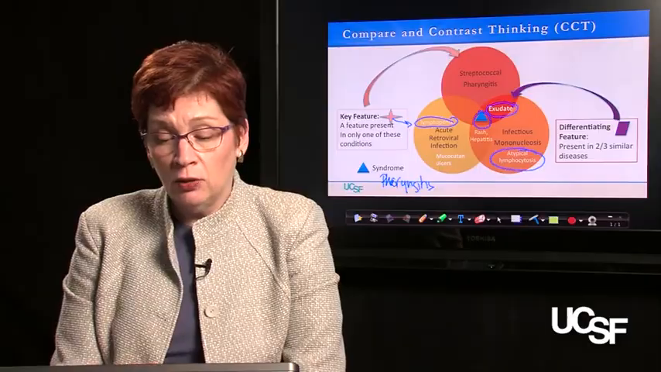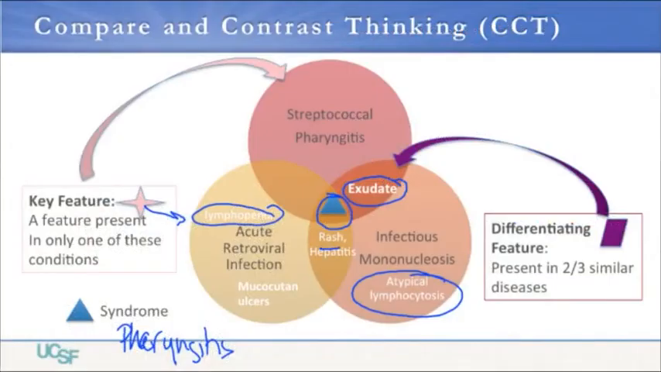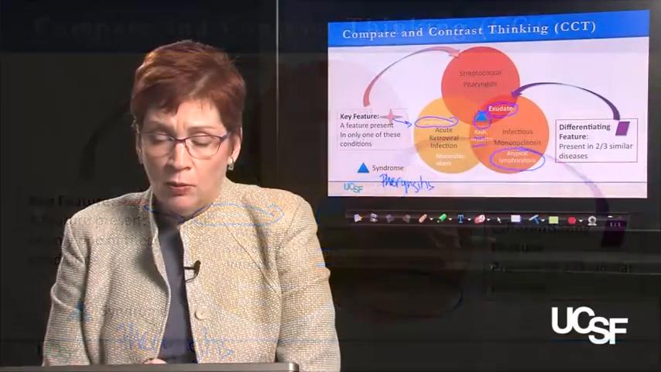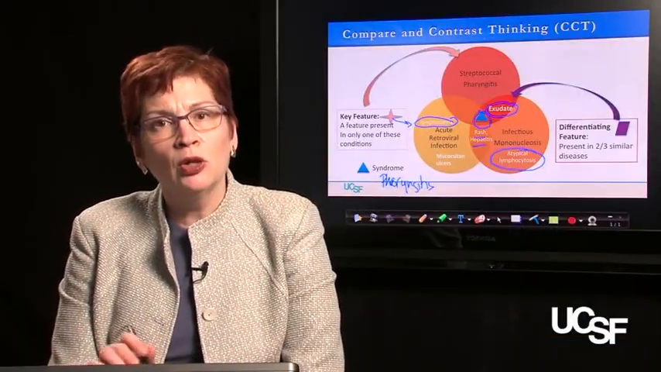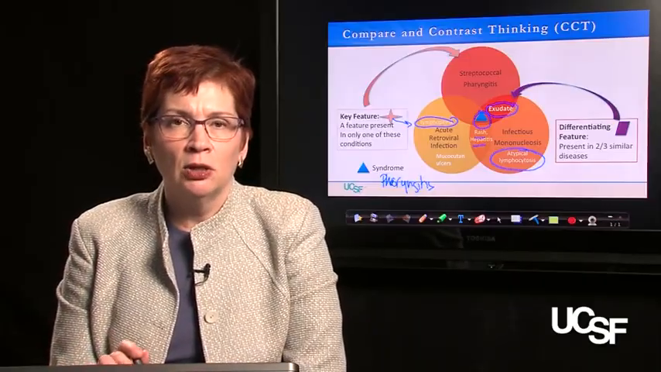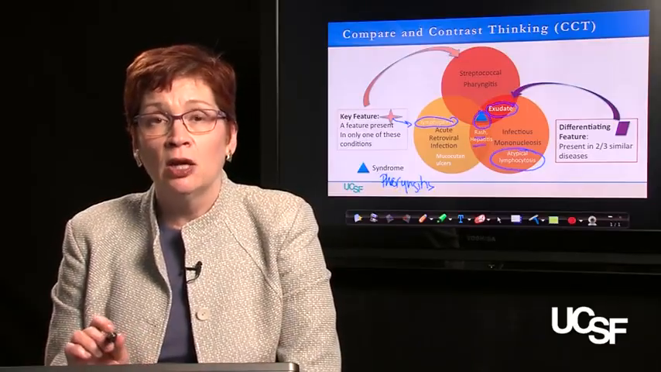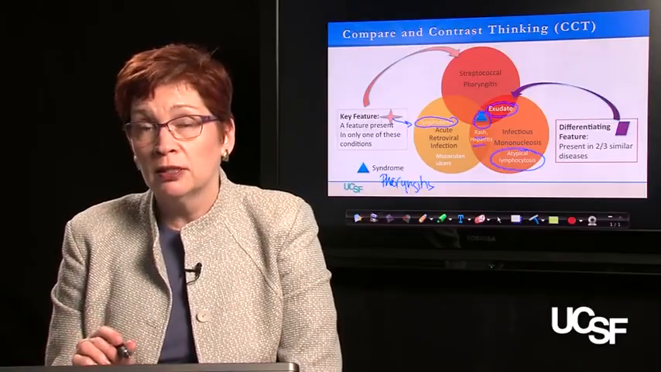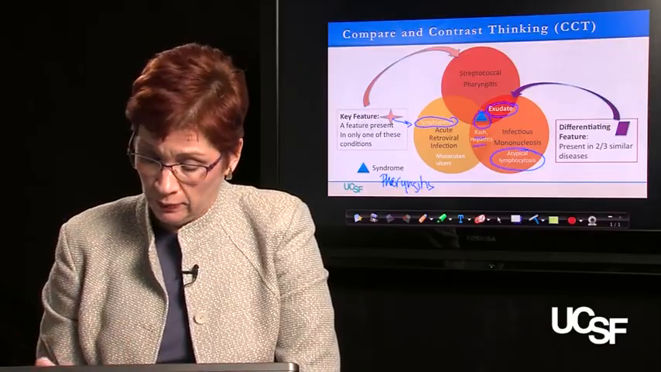But there are some things that acute retroviral syndrome and infectious mononucleosis share. For instance, both of them can cause a diffuse maculopapular rash. Both of them can cause hepatitis and other organ system involvement. But streptococcal pharyngitis doesn't cause hepatitis. So it's just another way of visually representing the compare and contrast thinking that we are encouraging you to seek out as you read about different conditions and diseases throughout the course of this course, as well as throughout your study of medicine going forward.